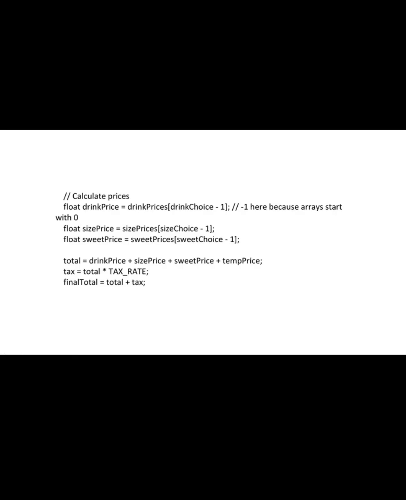To get the price, it takes the user's choice, say 1 for the first drink, and subtracts 1 to get the correct array index, which is 0. It does this for drink, size, and the sweet. Then it calculates the total, adds the 10% tax, and gets the final total at last.